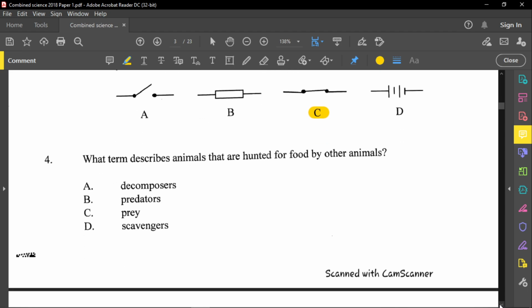For number 4, it says what term describes animals that are hunted for food by other animals, and these we call the prey. The predator is what does the hunting.